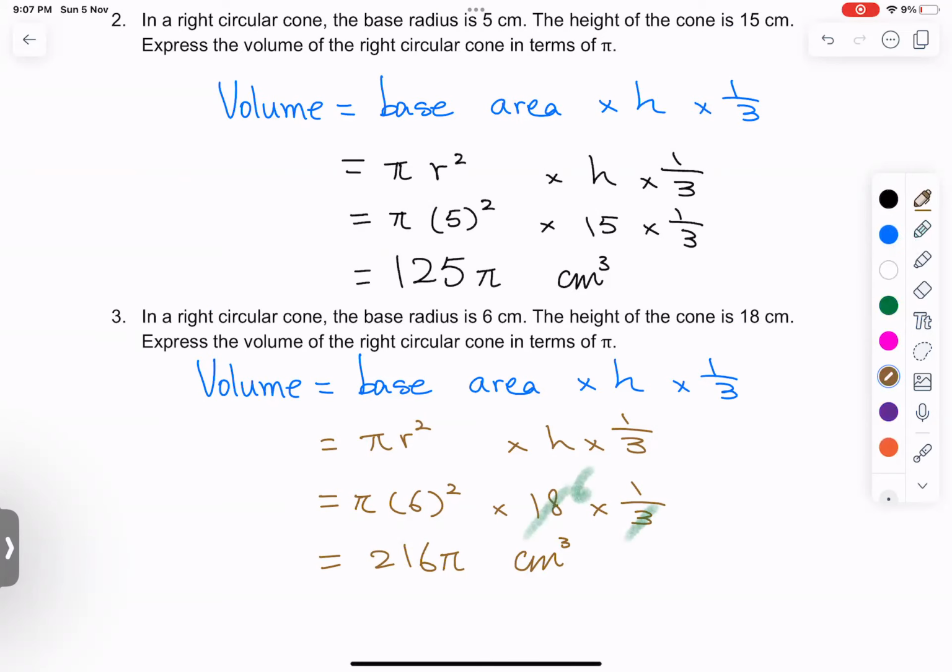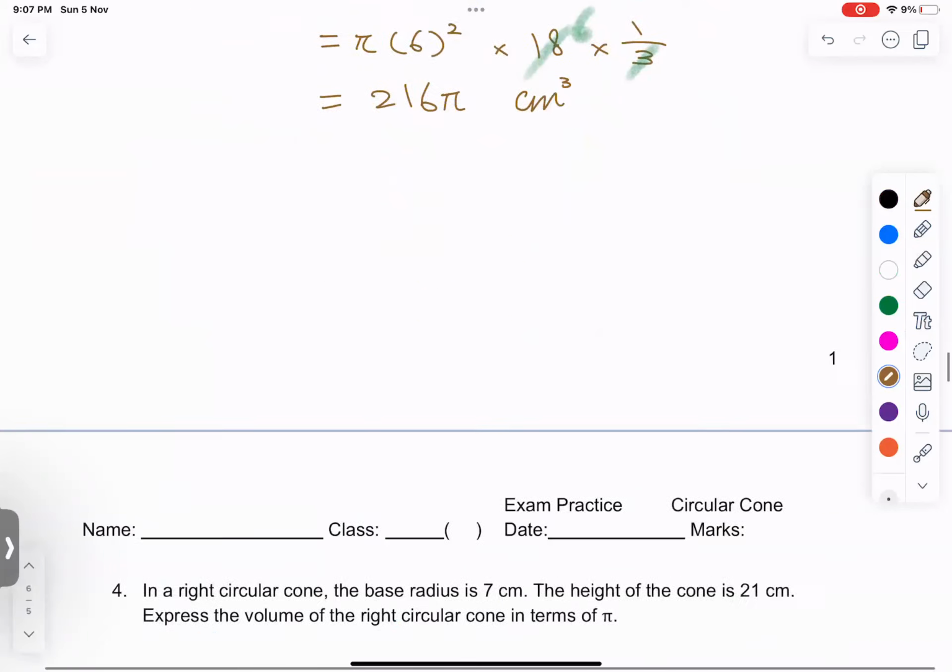This can be simplified if you want to. Of course, it's up to you if you want to or not. Next.